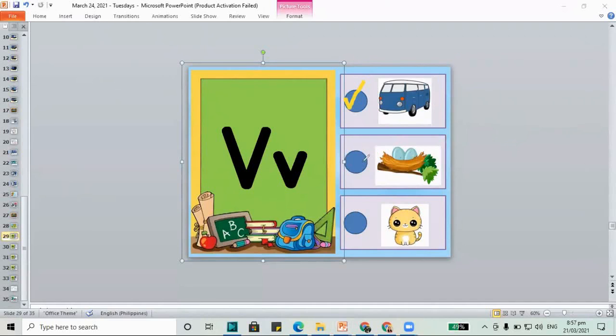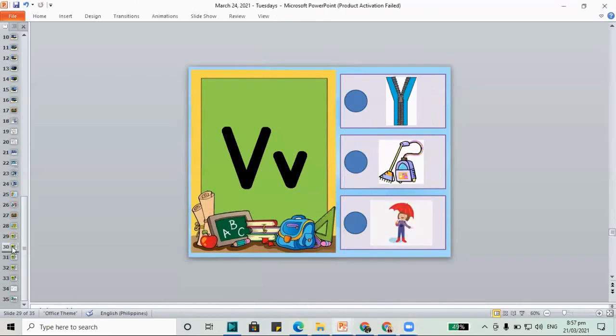How about the nest? Do we check for nest? No, nest doesn't go in V. Mark an X. How about cat? Cat begins with V? No, it begins with C. Mark an X. Let's move to the next set of pictures. Is V for the zipper? Do we check V for zipper? No, mark an X. Do we check for vacuum? Is V for vacuum? Yes. How about under? Do we check for under? No, under doesn't go in letter V. Mark an X.